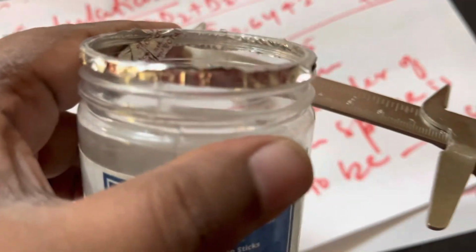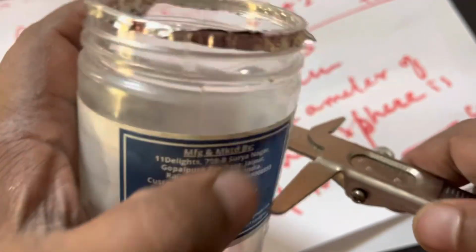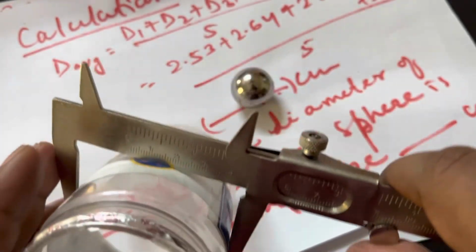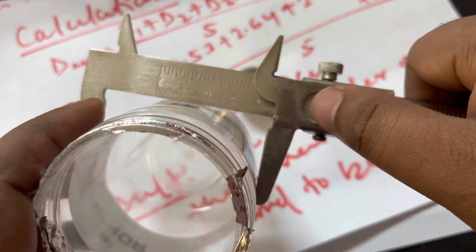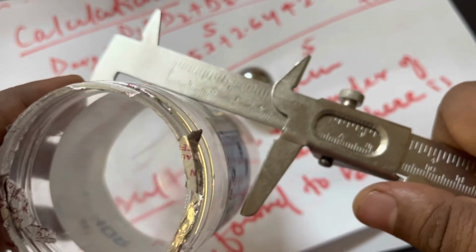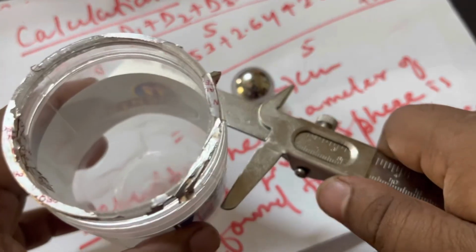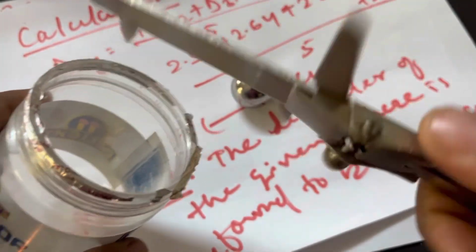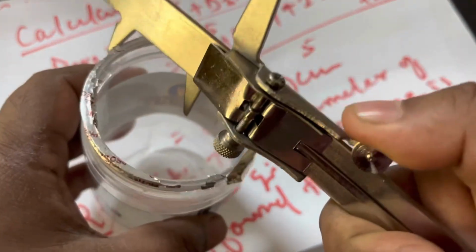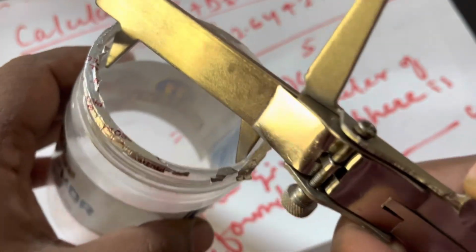Similarly, for a cylinder you can measure the outer diameter and the inner diameter. The outer diameter you can measure like this: keep the cylindrical object in between the two jaws, note down the MSR, and follow the same procedure. The inner diameter you measure similarly, using the upper jaws: keep them inside the cylinder and expand them to measure the inner diameter.